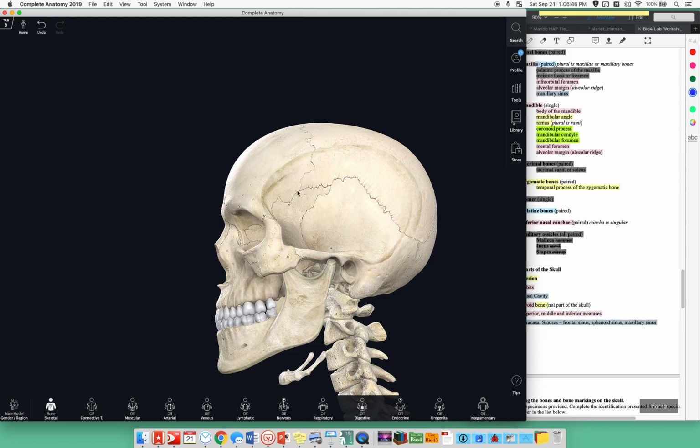Okay, so pterion is this region. It's the junction between these four bones: frontal bone, parietal bone, temporal bone, sphenoid bone. So this pterion is the weakest part of the skull.